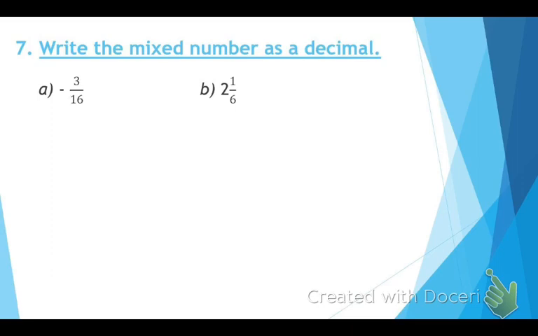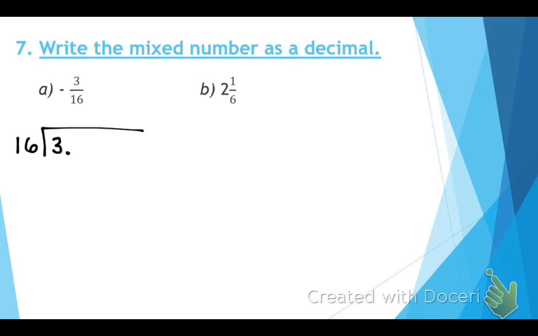Write the mixed number as a decimal. When you see that this says negative 3 over 16, or negative 3/16, what sign does that fraction bar mean? Divide. So which number should I write underneath my division sign? You write the top number. I don't know why, but lots of people are missing this on their homework from yesterday. You always put the top number first, and the bottom number always goes on the outside.